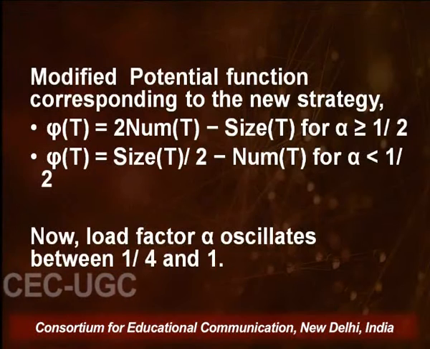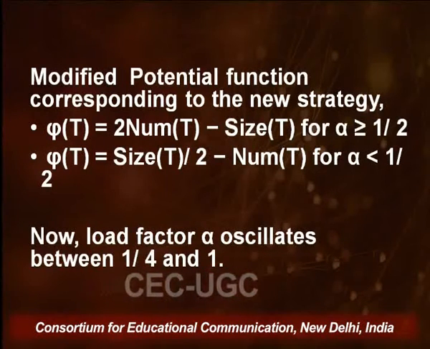So basically now my potential, which is alpha t, is oscillating between the value 1 by 4 on the lower bound and 1 on the upper bound. So 1 by 4 is less than or equal to alpha t, which is less than or equal to 1. This is going to be one condition here. Now with this condition we obviously have to have a modified potential function.